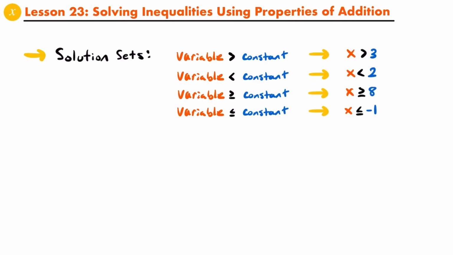Right, the equations that we solved in the past had solutions that involved just one value for the variable that would make the equation true. But inequalities, on the other hand, have solution sets, which feature a lot of different values for the variable that will make the statement true. And the solution sets can come in one of these four different forms. In each case, we're always comparing a variable to a constant.